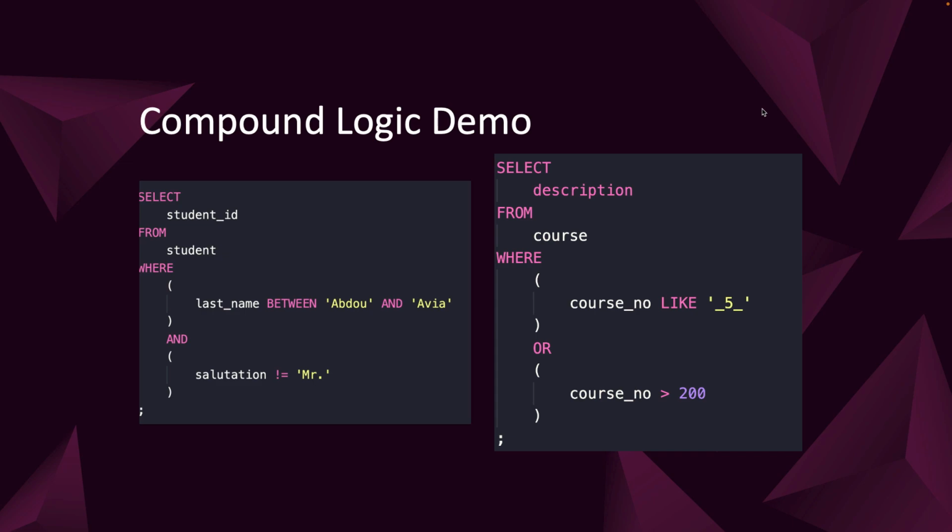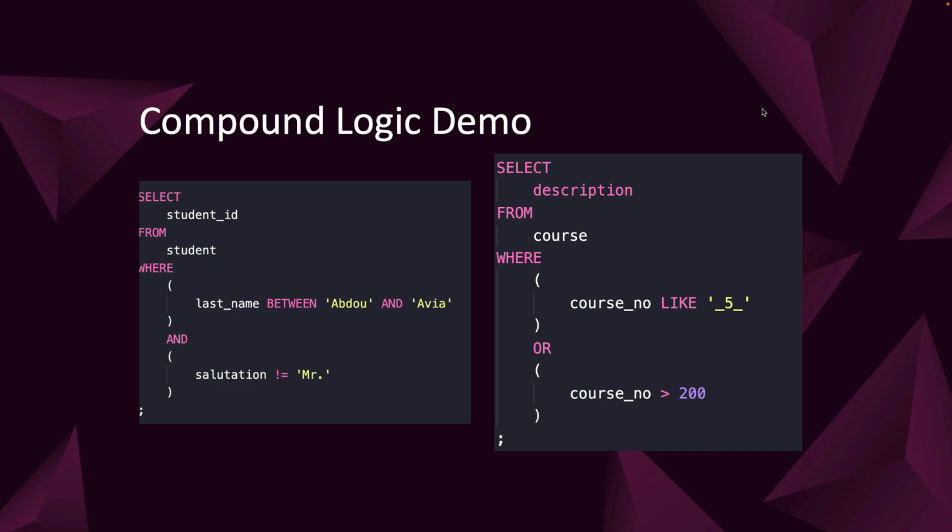Here are a couple quick little compound demos. I have SELECT student_id FROM student WHERE last_name is BETWEEN Abdu AND Avia, like we had earlier, AND salutation is not equal to Mr. So this will only get ones that don't have Mr. as a salutation. Then we have SELECT description FROM course WHERE course_no is LIKE '_5_', so the middle number is 5, OR the course number is greater than 200. So I will get a whole bunch of things that don't have a 5 in the middle, because their course number is greater than 200, but that still matches. So I expand out those results.